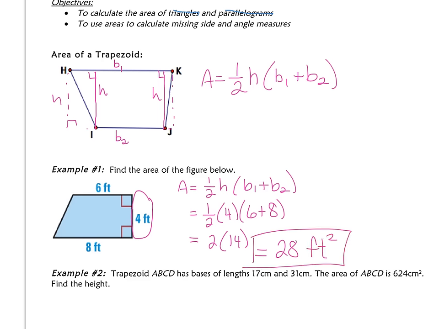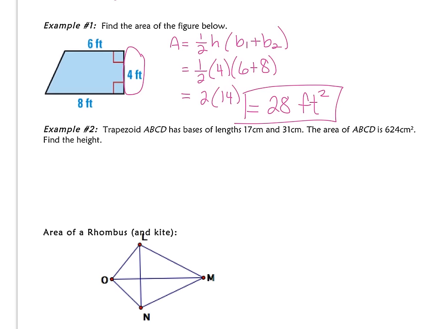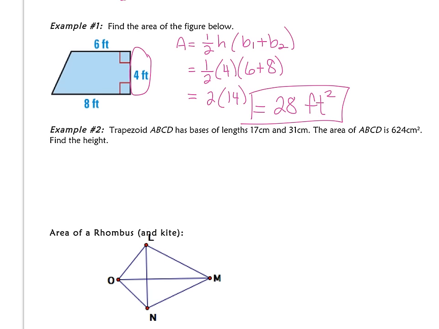So that was a simple plug and chug. We just plugged in all the information that we needed to find the area, and we got it. The second example, they tell us that trapezoid ABCD has base lengths of 17 and 31, and they give us the area. This time we have to find the height. So again, I'm going to write the equation. The area is 1/2 times the height, and then we add the two bases.